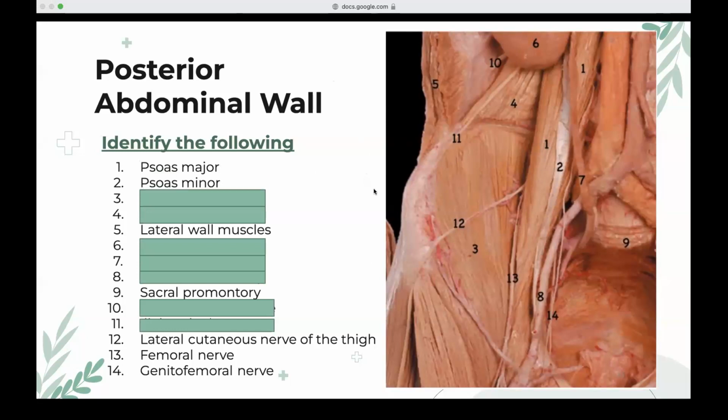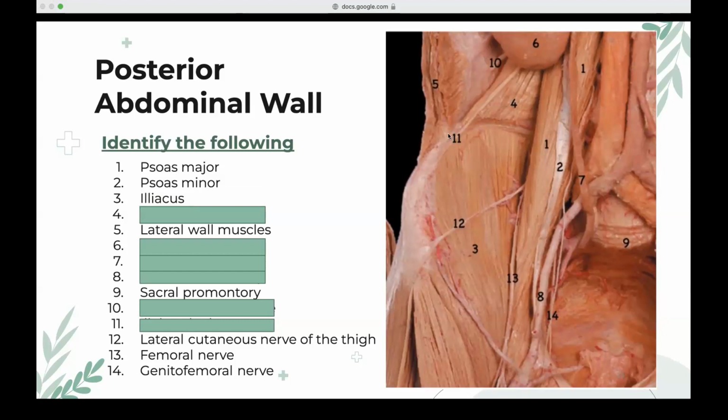Psoas minor. Okay. Three. Where's three? Three is right here. As soon as you see this, iliacus, exactly. Four. Four is here. I actually forgot what four is exactly pointing. Nope. Wait, sorry. Yeah, it's four. I was looking at 14. My bad. Four, yes. Quadratus lumborum.